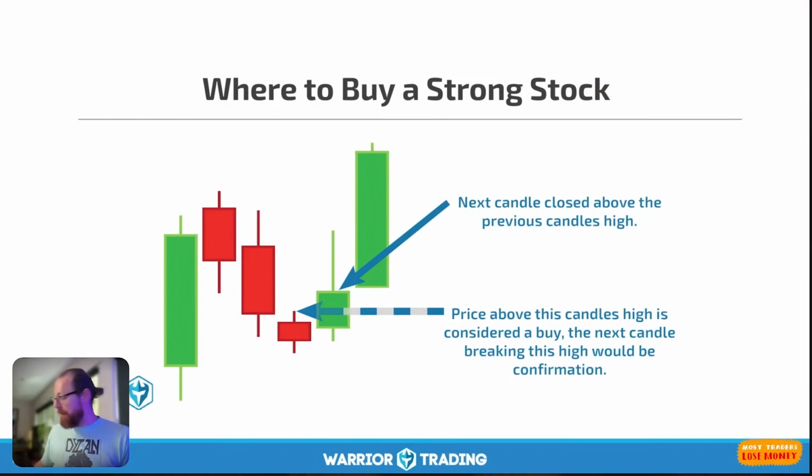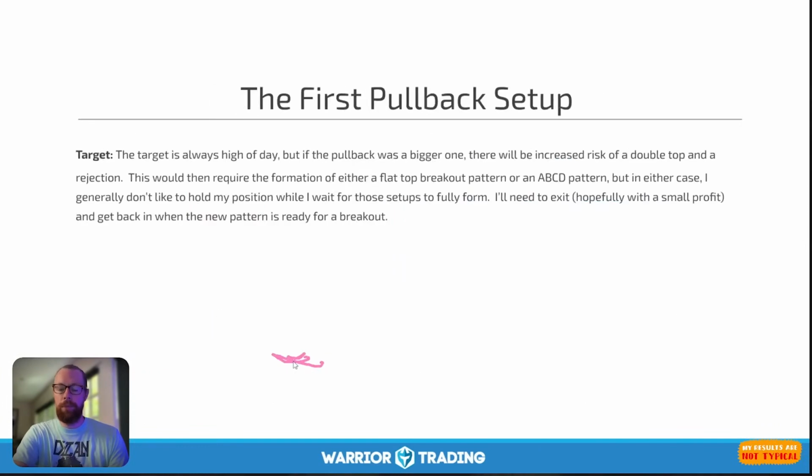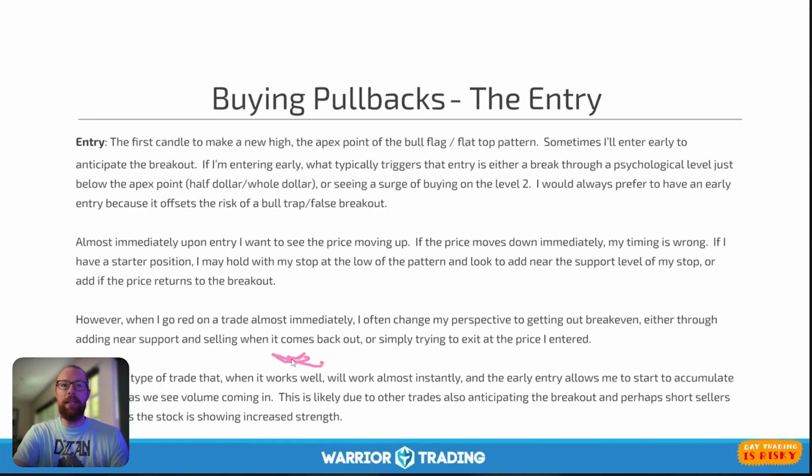And by the way, the stop, your max loss, is at the low of that pullback, which is right down here. So that's your max loss right down here. All right, so I'm going to read this to you. You don't have to read the whole thing. So this is a description of the entry setup. Okay, so the first candle to make a new high is the apex point of the flag, the bull flag pattern. All right, this pullback pattern. Sometimes I'll enter early to anticipate the breakout.